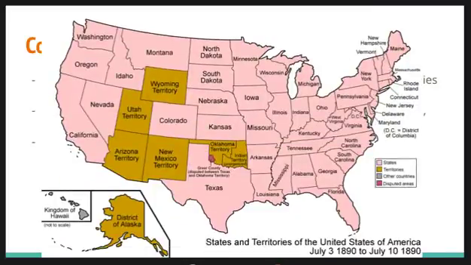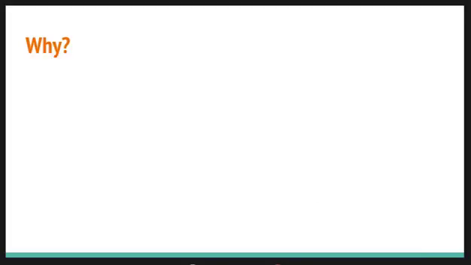Then you look at the United States in 1890. The United States went from the Atlantic Ocean to the Pacific and back. The United States controlled all of that land in between. So why? Why did the United States want to get involved in this?